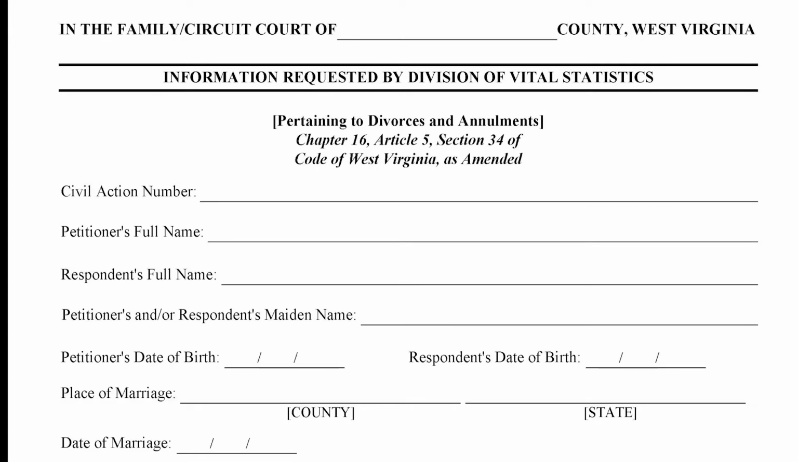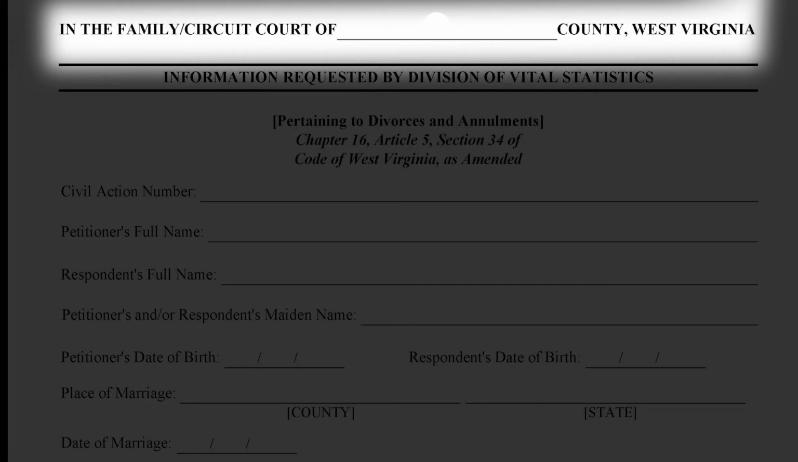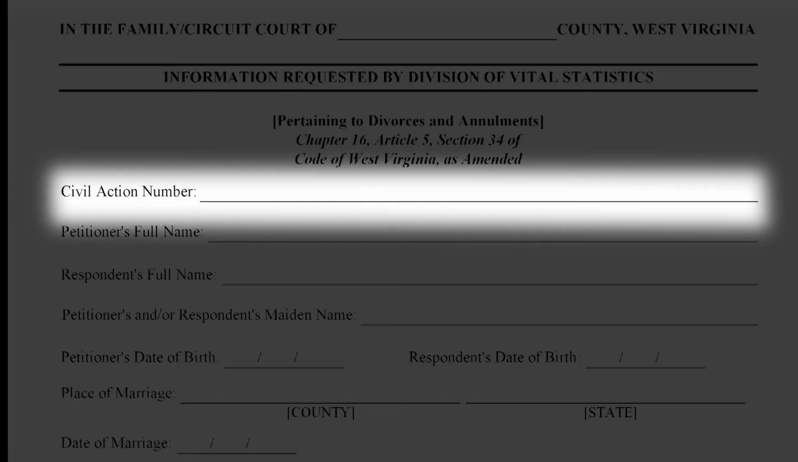At the top of the page is a place to add the county in which you are filing your divorce action. Under civil action number, you will leave this space blank, as it will be completed later by the circuit clerk.